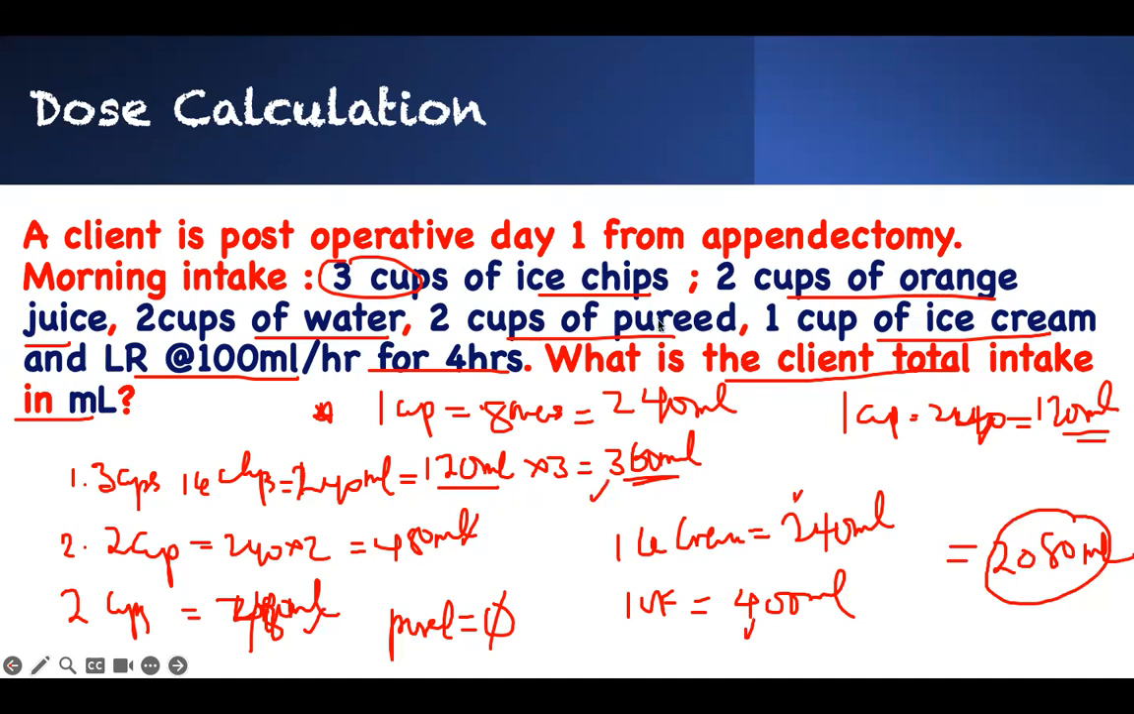Don't forget that pureed is not added. For ice, 1 cup is half, so instead of 240, you make it 120. And don't forget, 1 cup is 8 ounces. Sometimes they will write a question, 1 cup of 8 ounces. They're trying to confuse you. Just forget about the 8 ounces, because most average cups that we use are 8 ounces. So 1 cup is equal to 240 ml. That's all. So that's your strategy.